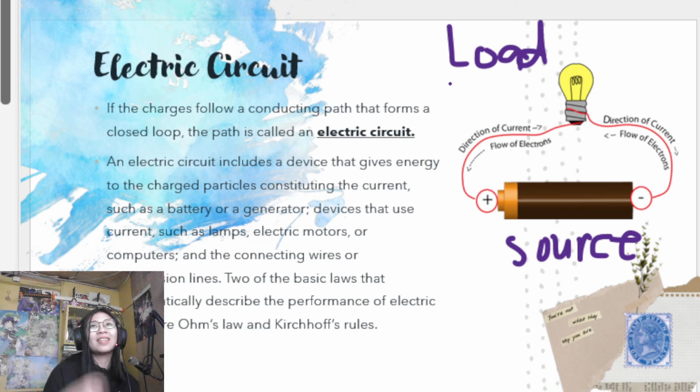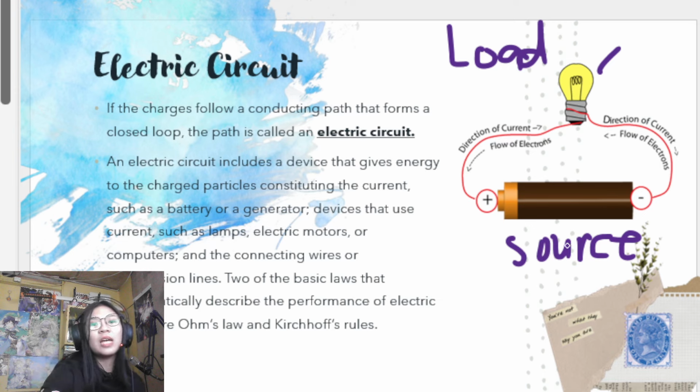Next is the wire that connects them. As you can see here, we have the load, which is a bulb, our source, which is a battery, and to connect the load and the source, we have our wires, or the connecting wires, the transmission lines. Those are what we need in a simple circuit.